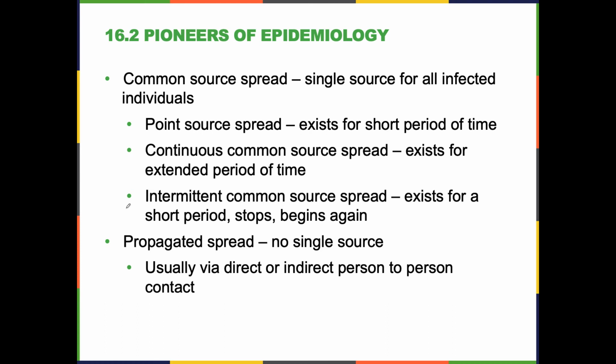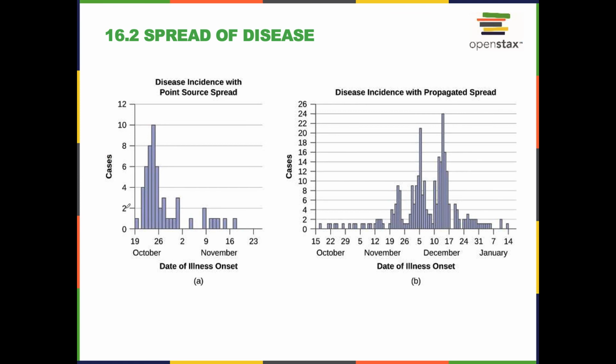A propagated spread is no single source. In fact, it's many sources. And this is usually via person-to-person contact, because the source then will start to move around. And then you can graph this actually. So if you have, let's say, a point source spread, typically what you'll see is this one large incidence and then this tapering off.